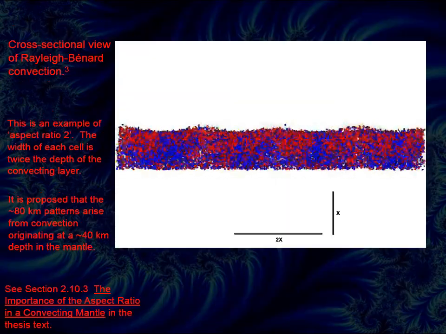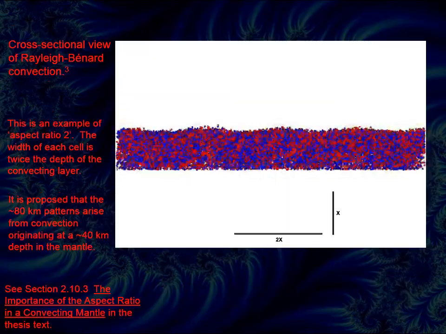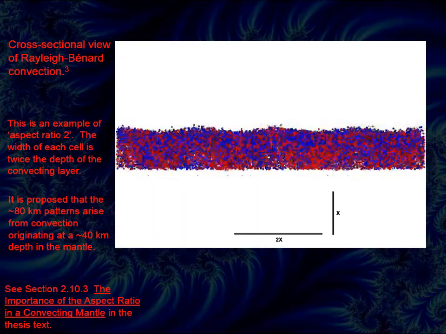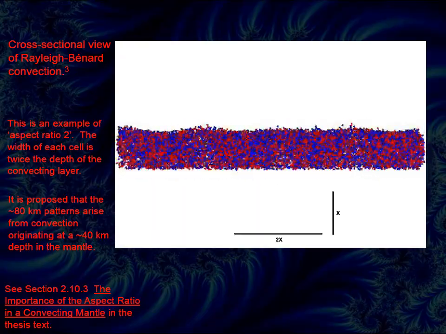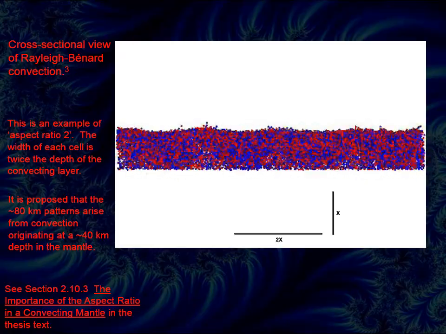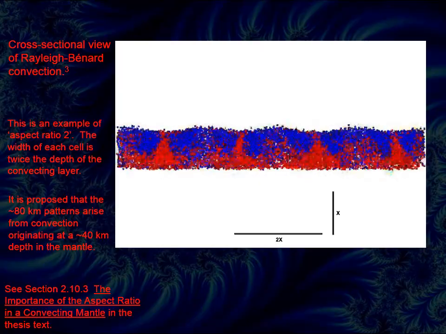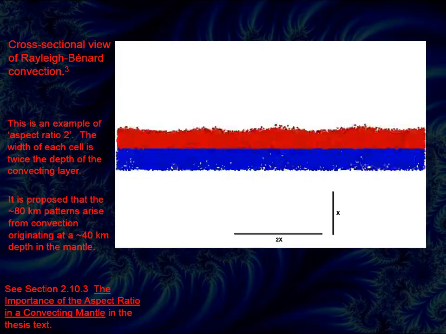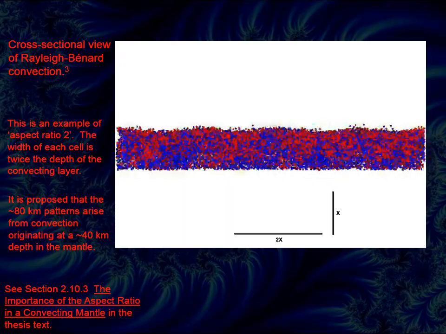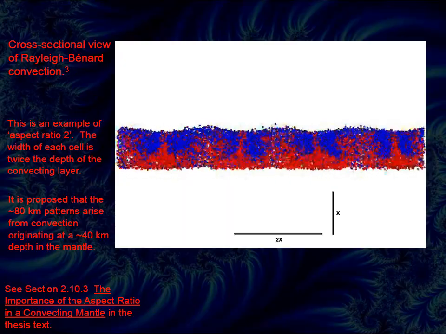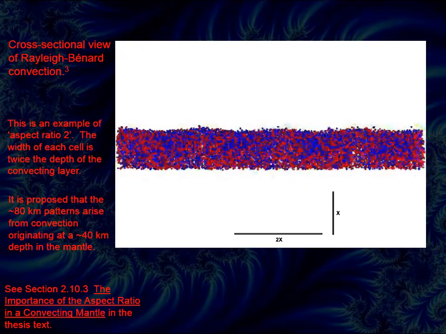This is a cross-sectional view of Rayleigh-Benard convection. This is an example of aspect ratio 2. The width of each cell is twice the depth of the convecting layer. It is proposed that the 80-kilometer patterns arise from convection originating at a 40-kilometer depth in the mantle.